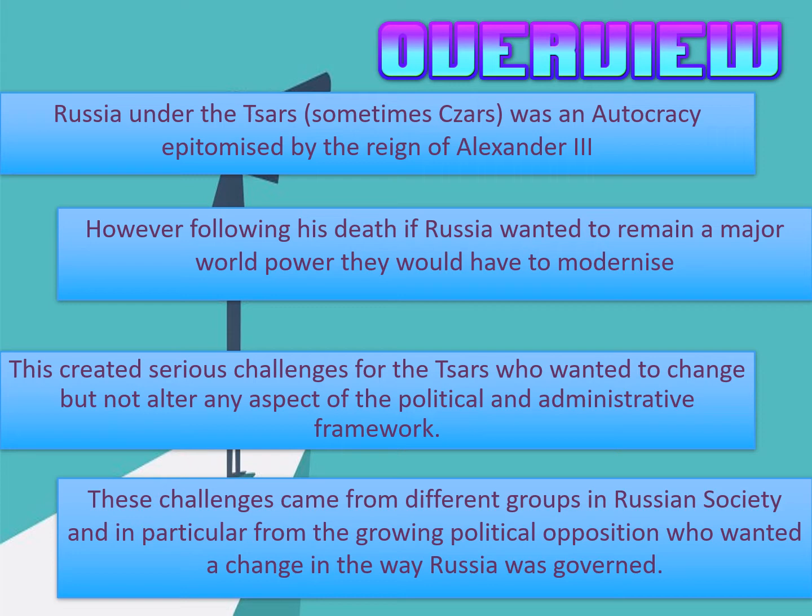Now, obviously, this idea of modernisation creates quite serious challenges for the Tsars, who pretty much just want to change their country in general, but don't want to alter any aspect of the political administrative framework that they've got going on. So they basically want it to stay as it is, but also somehow modernise at the same time. And if you think back to what Sean Lang discussed in the chapter overview that we looked at, that isn't really going to work. He talks about the peasants not feeling valued and feeling a bit disconnected then from the centre and the control, which will ultimately become a problem again later on.